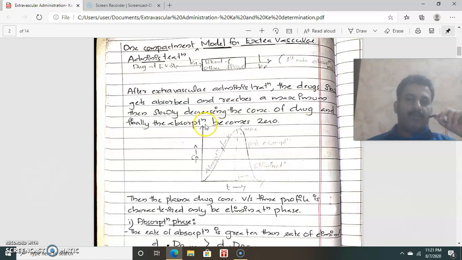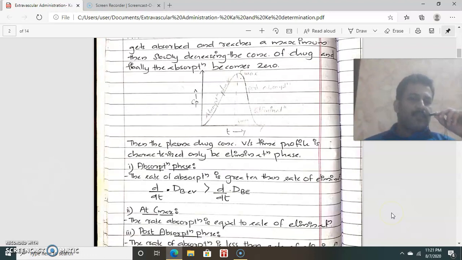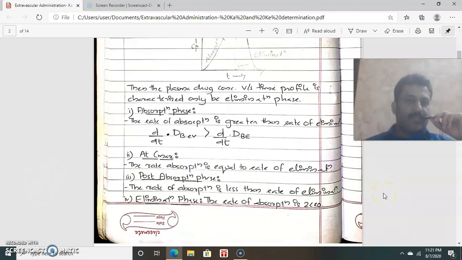This we know. After oral administration of the drug, if you plot a graph of plasma drug concentration versus time, then the absorption slowly increases, reaches a maximum, then post absorption, then only the elimination. That's the graphical representation. The plasma drug concentration versus time profile is characterized by different phases: absorption phase, maximum concentration, post absorption, and elimination. First one is called the absorption phase. In the absorption phase, we can see gradually the absorption increases.